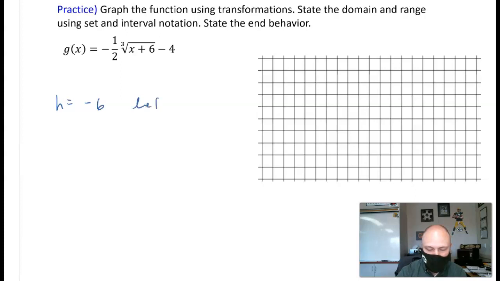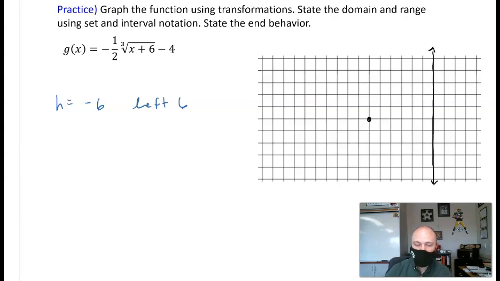We're going to the left 6. So if this is like my center, normally I would center my graph here. I'm going to go to the left 6. My graph's going to shift to the left 6. So I'm going to counteract that with my X and Y axis. I'm going to go to the right 6. 1, 2, 3, 4, 5, 6. I'm going to place my Y axis here.